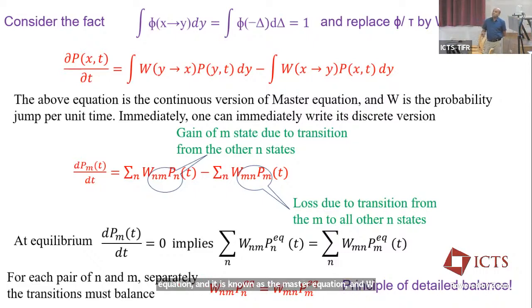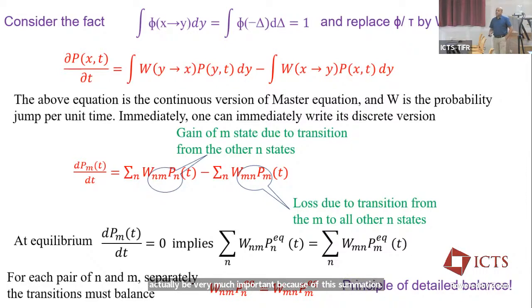And once we write this continuous version of the master equation, we can immediately write the discrete version of that master equation. The integral we can write in discrete form this way, where W m n are the transition probabilities in the discrete sense. You can imagine that this is the gain of state m due to transitions from all other n states because of the summation, and this one is the loss due to transitions from m to all other n states. All other n states is very important because of the summation.